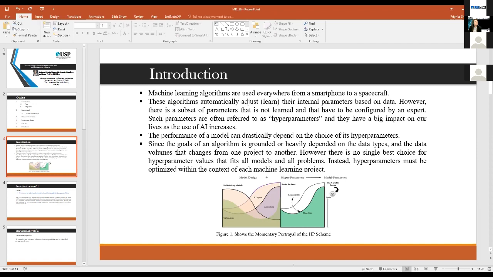So since the goal of an algorithm is heavily dependent on the data types and the data volumes that change from one project to another, there is no single best choice for hyperparameter values that fits all models and all problems. Instead, hyperparameters must be optimized within the context of each machine learning project. And therefore, our figure 1 shows the portrayal of the HP schemes that we have utilized.